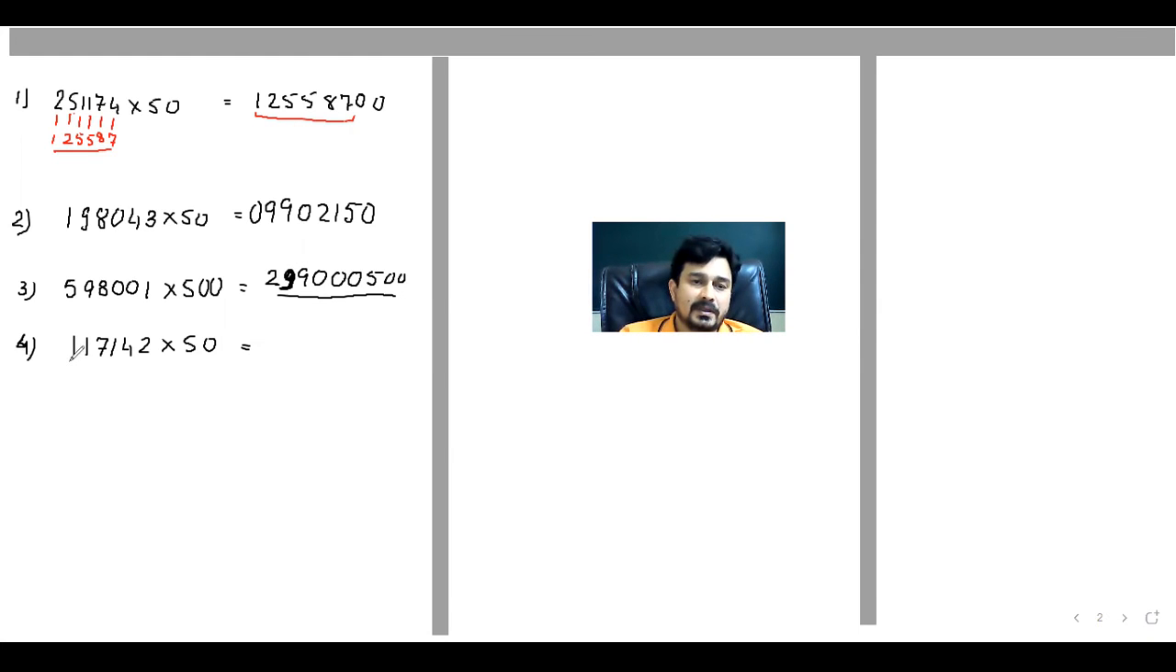This is 1 and 1. 11 divided by 2 is 5. 7 divided by 2 is 3. It becomes 11 divided by 2 is 5. It becomes 14 divided by 2 is 7. 2 divided by 2 is 1. And then you have to put 2 zeros at the end. You people are putting only 1 zero. That's why I said close but not accurate.